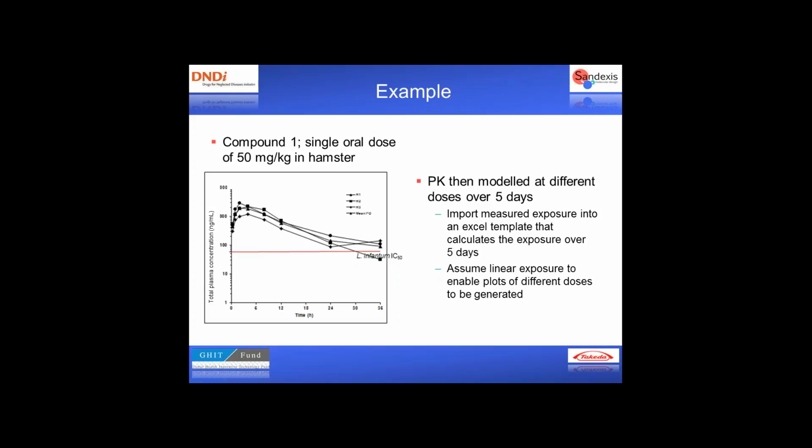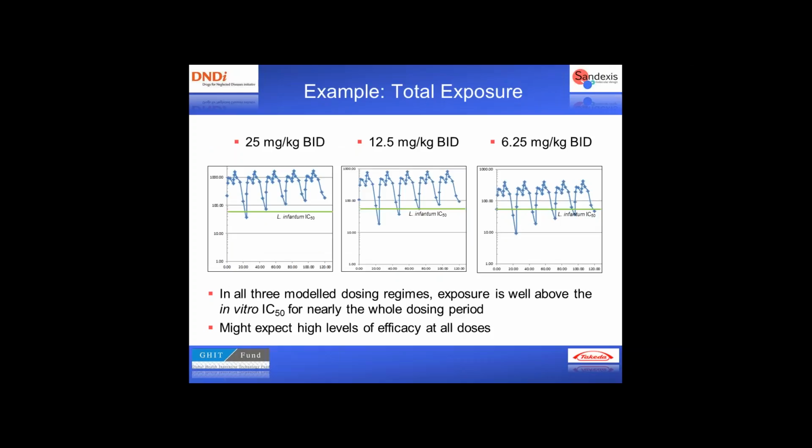So what we've then done is look at modeling that data in Excel across 5 days. We've had to make an assumption here if we're going to look at different doses, and that's that we're going to assume that PK is linear across the dose range that we'll be looking at. So then we can look at how changing the dose changes exposure, both in a total sense and a free sense. So what I've got here is taking that 50 mg per kg single dose data. We've modeled that over 5 days, looking at three different potential doses: 25 mg per kg BID, 12.5, and 6.25. And again, I've mapped on the L-infantum IC50 in this case.